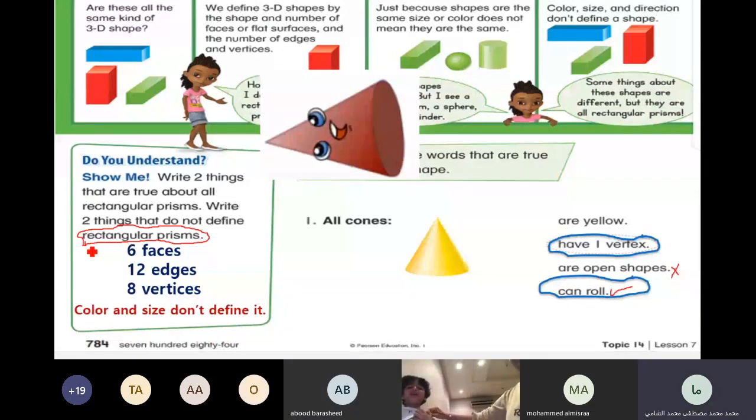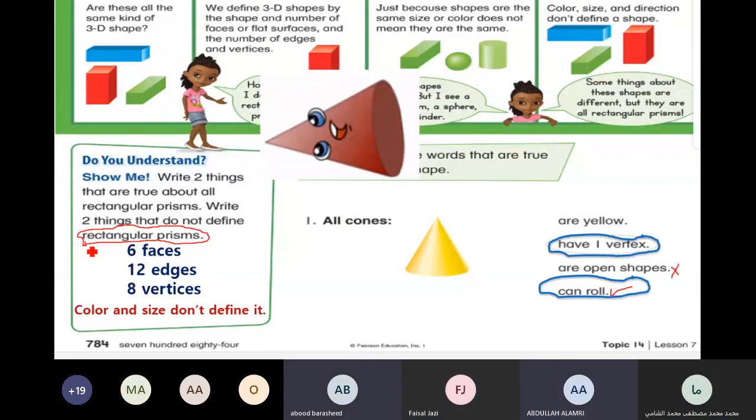Teacher, I wrote it. Really? Wow. Excellent. All rectangular prisms have 6 faces, 12 edges, and 8 vertices. Okay. And color, size, and direction don't matter. Okay. Page 785. Right. Yeah. All right.